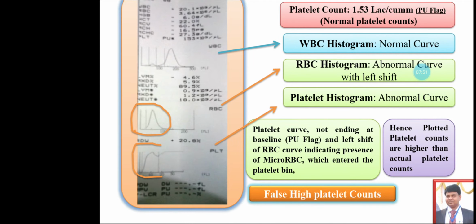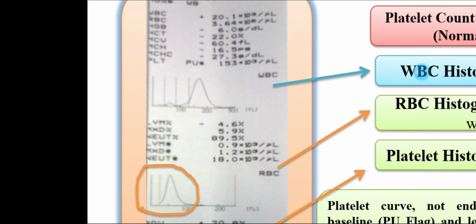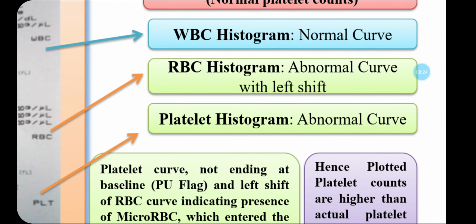So if we go through the first case, you can see in the CBC strip the platelet count was plotted as 1.53 lakhs. Along with this platelet count, we see a PU flag, which means the platelet upper discriminator is abnormal. We can interpret this platelet count as normal as per the CBC strip, but actually these counts are plotted higher. We will discuss this.